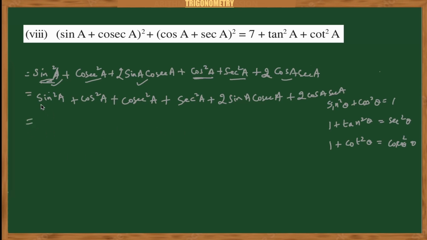Okay, so here we know its value is 1. Plus, cosecant square we can utilize this. So we have some value, so let's put the cosecant value as this. 1 plus cot square a, plus this is done, secant square. Secant square also can be represented as 1 plus tan square. So we can see that we are getting something similar, cot and tan.